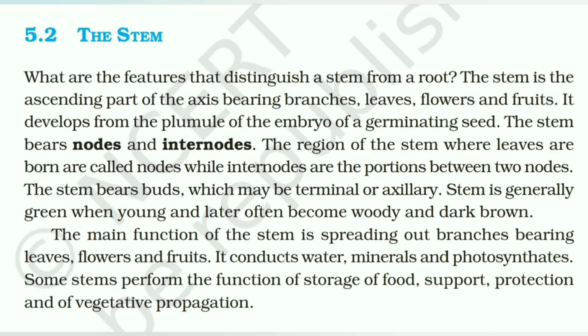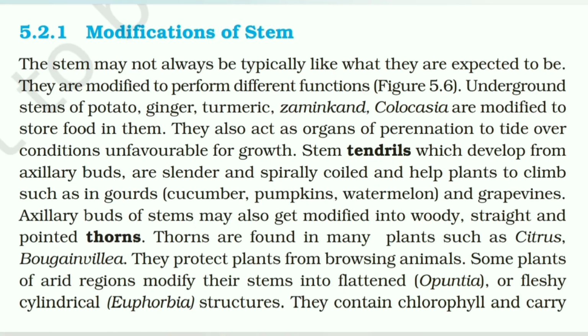The stem is generally green when young and later often becomes woody and dark brown. The main function of the stem is spreading out branches bearing leaves, flowers and fruits. It conducts water, minerals and photosynthates. Some stems perform the function of storage of food, support, protection and of vegetative propagation. 5.2.1 Modifications of stem. The stem may not always be typically like what they are expected to be. They are modified to perform different functions, figure 5.6.